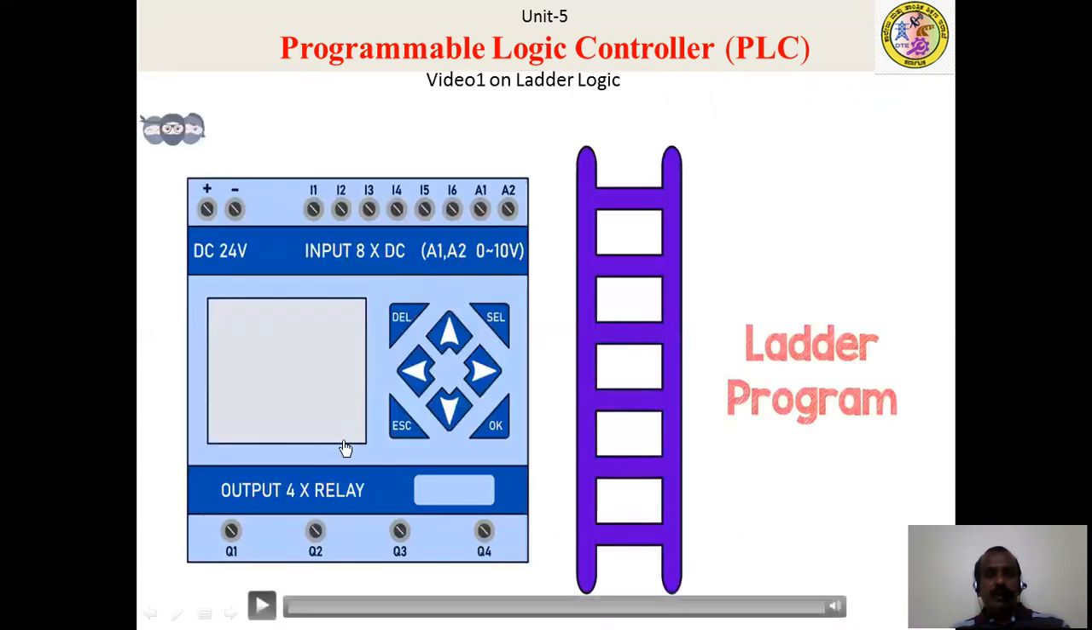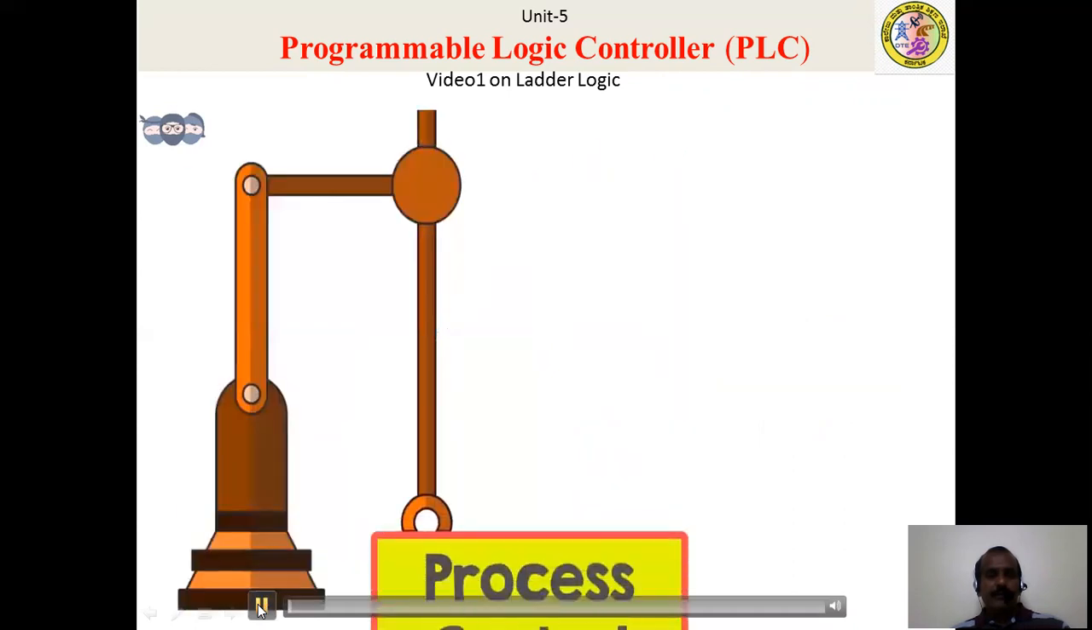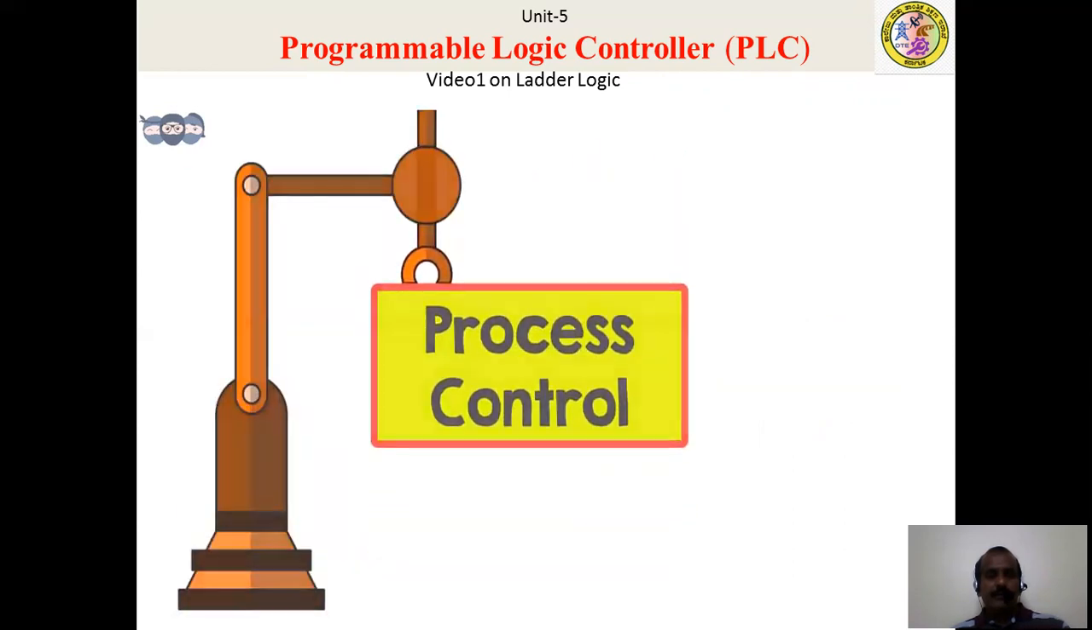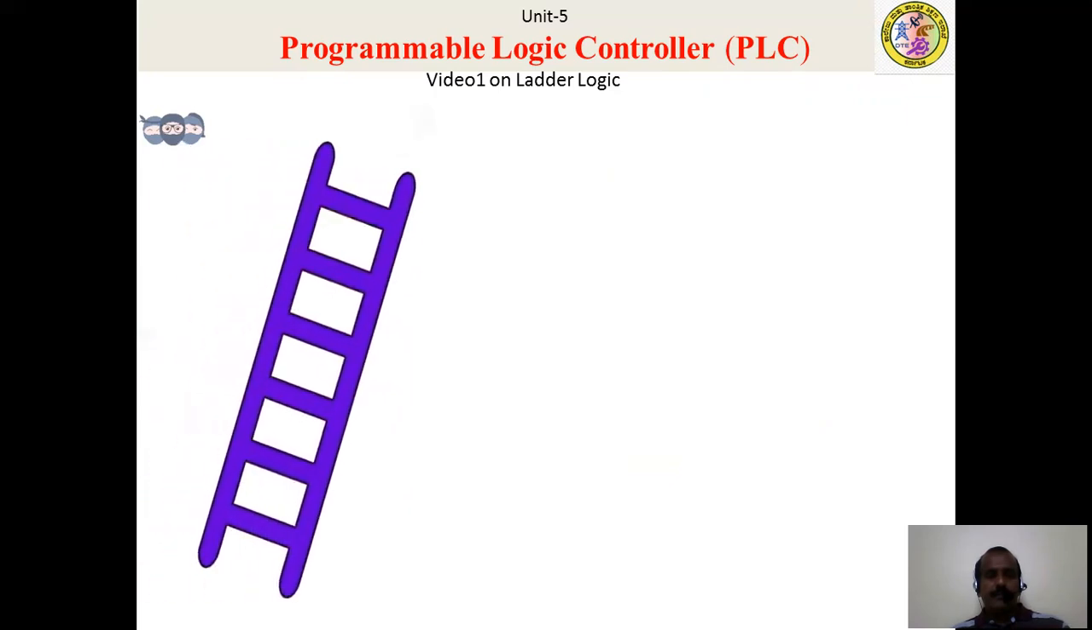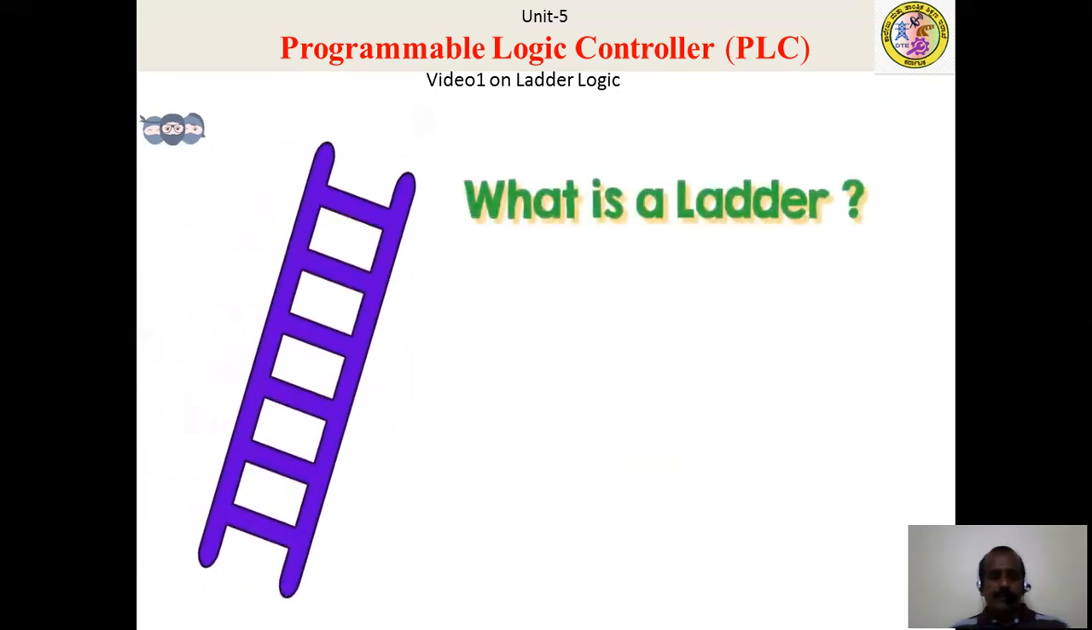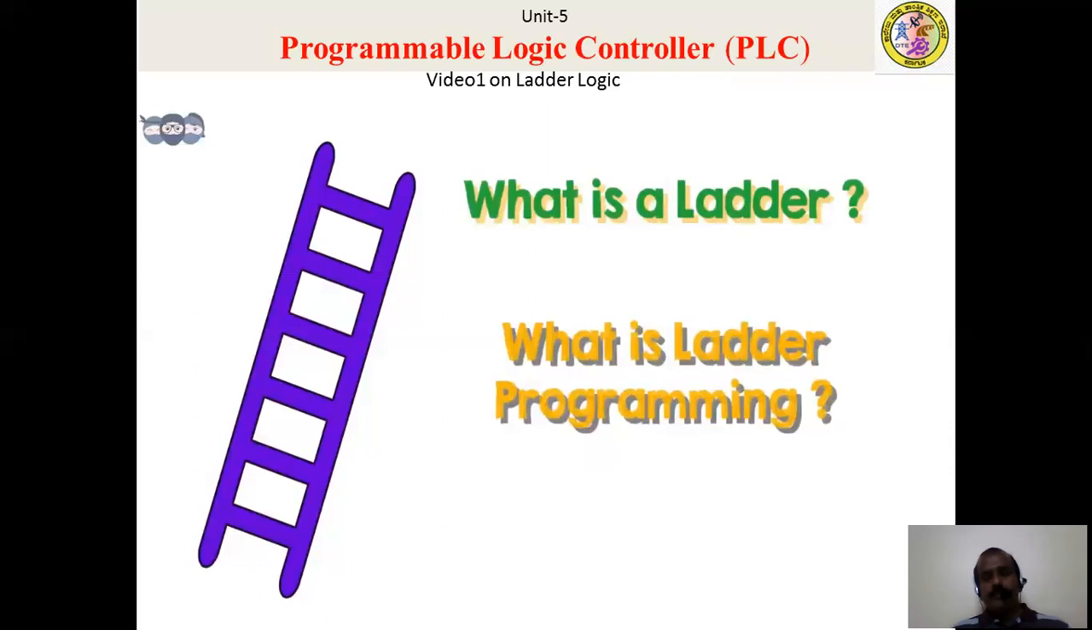Let us see a video on ladder logic and try to understand how to control a process. But before starting to program, let us understand what a ladder is and what ladder programming is.